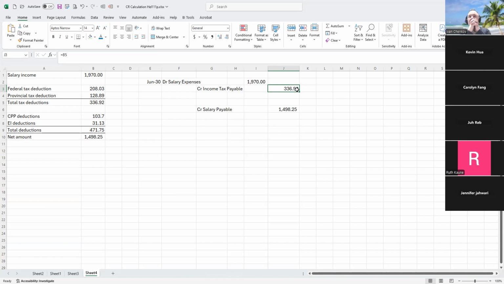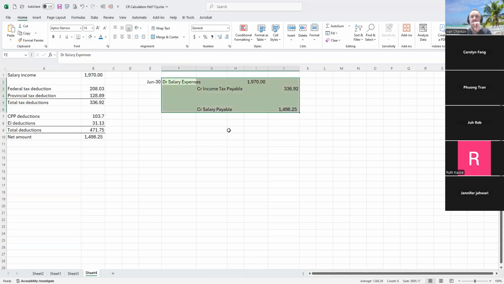Do you see from where we're getting that money? You mean cash? No. Think about it. I'm showing salary expenses of 1,970, but I'm paying cash, or I have to pay my salary, only 1,498.25. So from where am I getting the income taxes to pay to the government? When we sell products to the customer? No, that's the revenue. Stay in this transaction, only here. From employee salaries. Do you understand this?